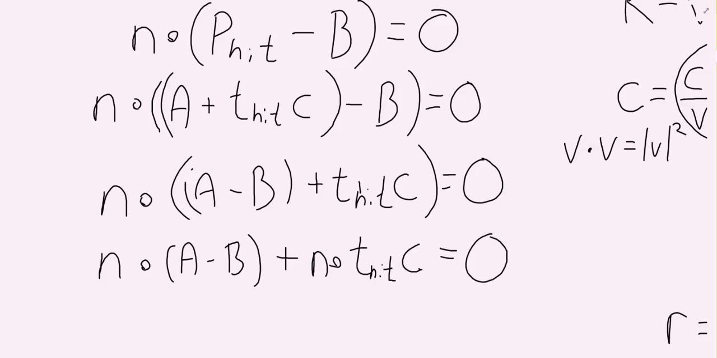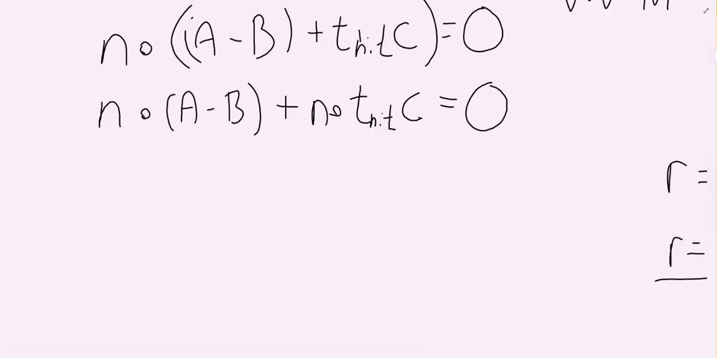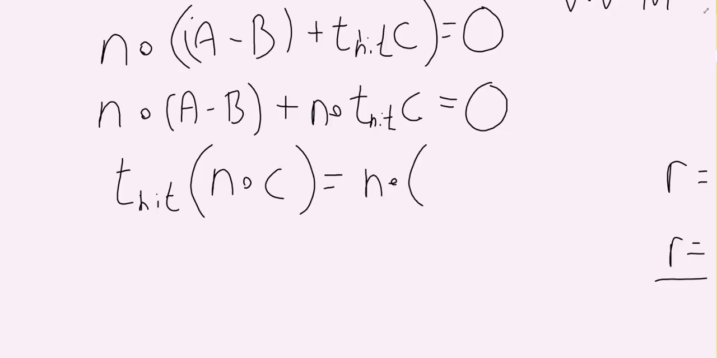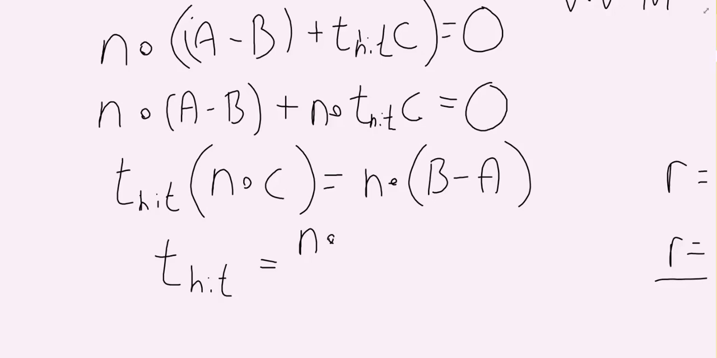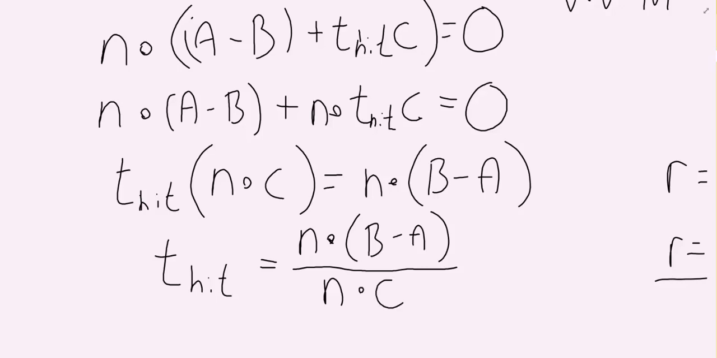This equals 0. And now we should be able to solve for t, since we can take t hit outside of this. It doesn't matter if we multiply with a scalar one of the vectors in a dot product first, or if we take the dot product first and then multiply. So we can now say t hit times N dot C equals N dot (B minus A). So we moved this over, subtracted this from both sides. And finally, that gives us t hit equals N dot (B minus A) divided by N dot C. So here we have the formula for t hit.